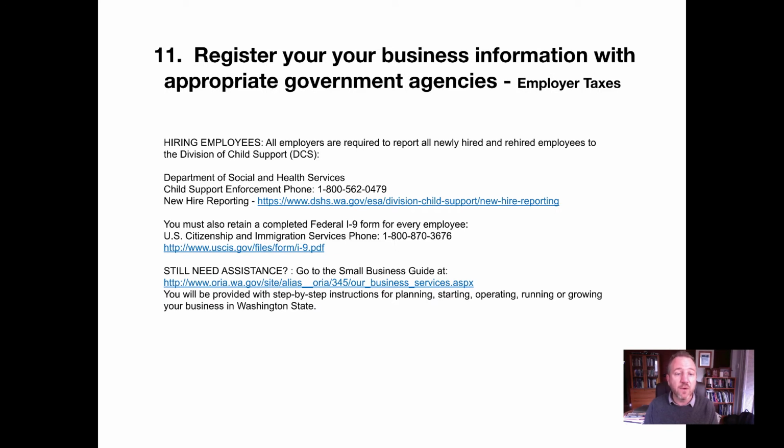And then if you're hiring employees, you're required to report all newly hired and rehired employees to the Division of Child Support, because basically the Division of Child Support manages any payments, or they set the pay scale of child support based upon the income level of the employees. So we have to participate in that if we hire any employees.